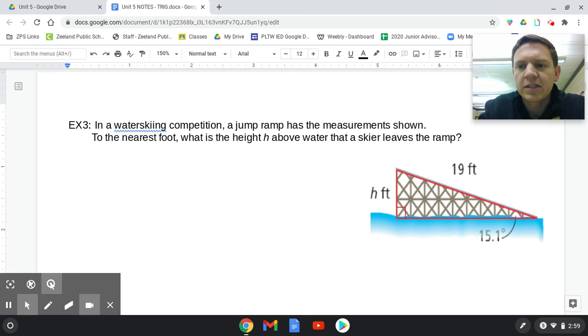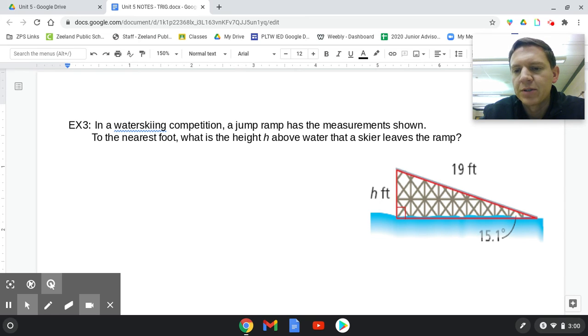All right. Let's apply what we learned a little bit to the scenario. Trigonometry is one of the most useful things for real life situations. In fact, I have friends in various types of industry that use trigonometry all the time. They just knock it out by hand real quick when they're trying to calculate things. So here we go. Here's a perfect example where you might use this in industry. The water skiing competition jump has the measurements shown. To the nearest foot, what is the height above the water when the skier leaves the ramp?